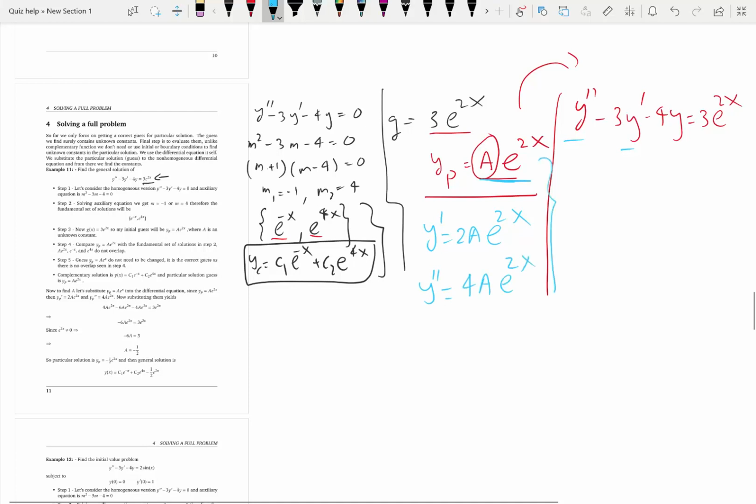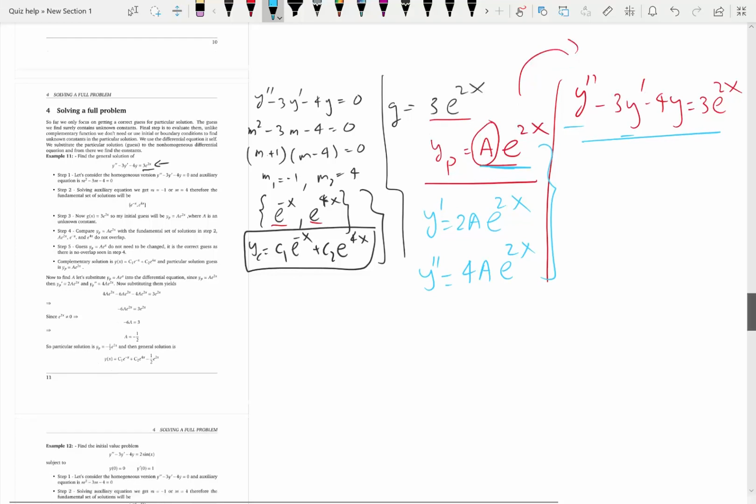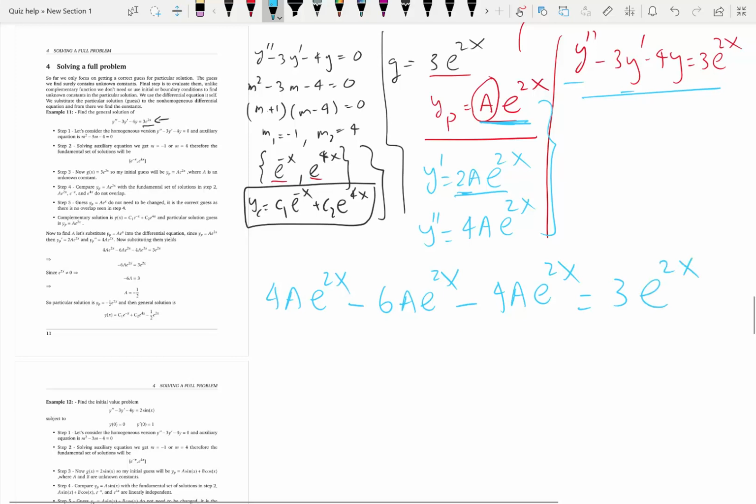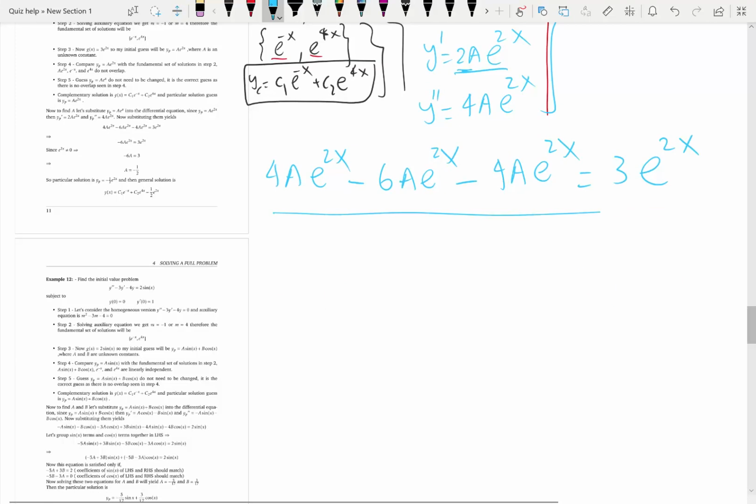Now substitute all these three into this differential equation. So let's do that here. y double prime is 4A e to the 2x, minus 3 times y prime. So 3 times 2 is 6, so negative 6A e to the 2x, minus 4 times y, which is 4A e to the 2x, is equal to 3e^(2x). So we substitute our guess into the non-homogeneous differential equation. Now you can see why we learned algebraic simplification in the previous quiz and previous video, right?